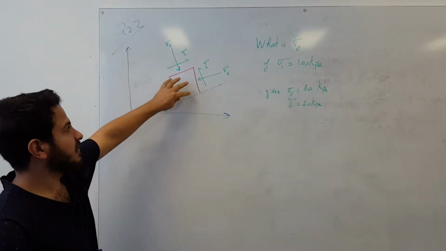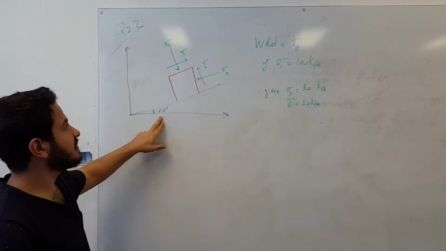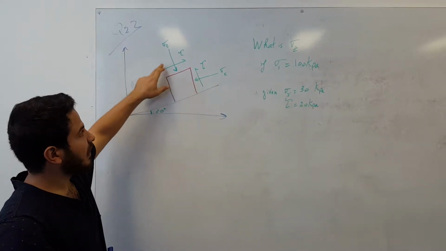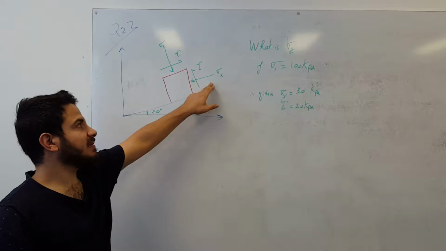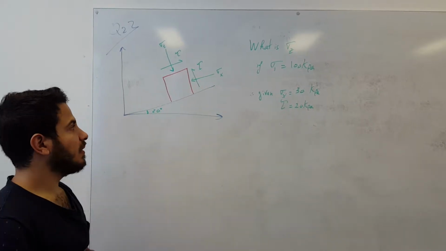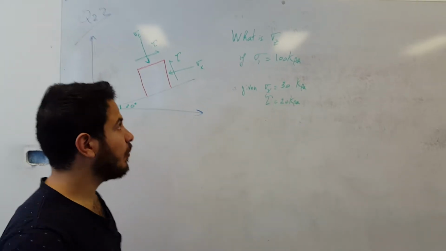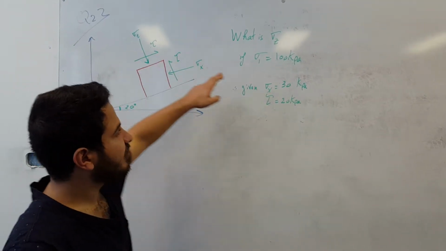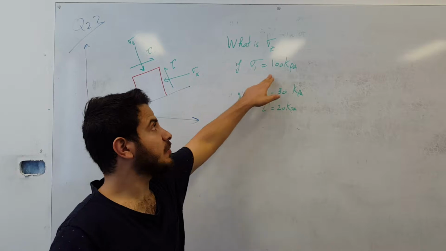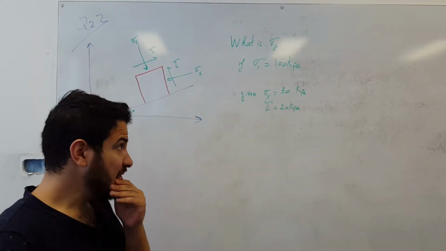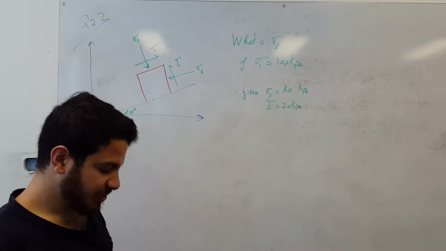We have a solid element that's been rotated 20 degrees. We've got both axial stresses, sigma z and sigma x, applied with a shear. Sigma x and tau are given. However, the question asks what would be sigma z if the measured principal stress equals 100 kPa. So there are two ways to solve this part of the question.